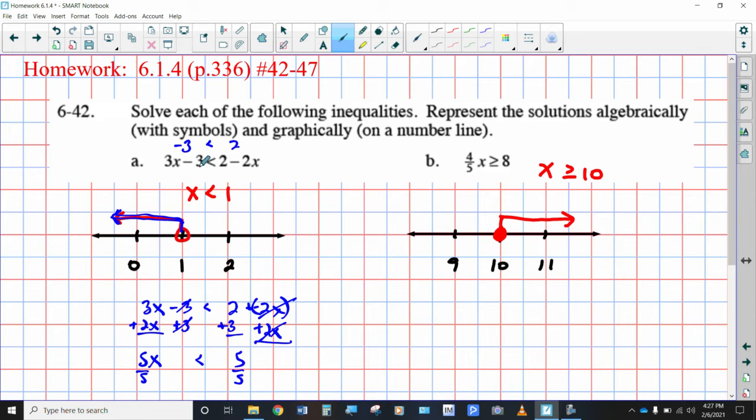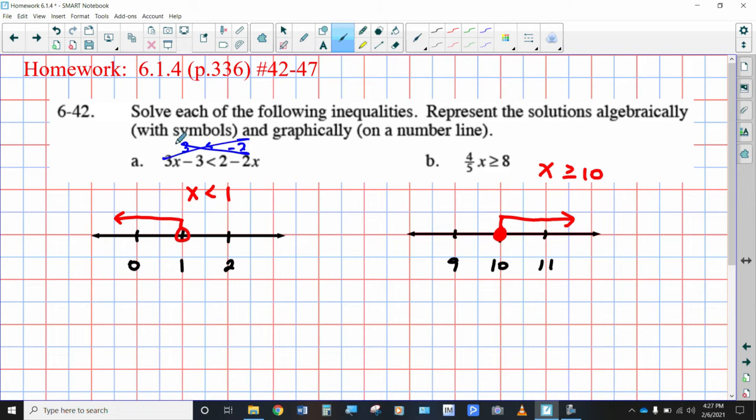If you want to test the number 2 in here just to prove that it doesn't make it correct, you're welcome to do that, right? 3 times 2 is 6, and 6 minus 3 is 3. 2 minus negative 4 is negative 2. 3 is not less than negative 2. So 2 does not work. 0 does. We shade it in the proper direction.